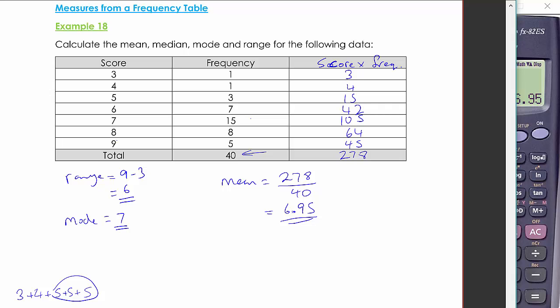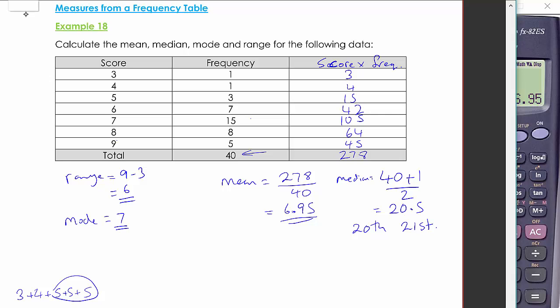Okay, so that leaves us with the median. We've got to find the middle somehow. So 40 plus 1 divided by 2, so this is for the median. So 40 add 1, 41 divided by 2 is 20.5. So we're interested in the 20th and 21st piece of data. Well, how do we find those?